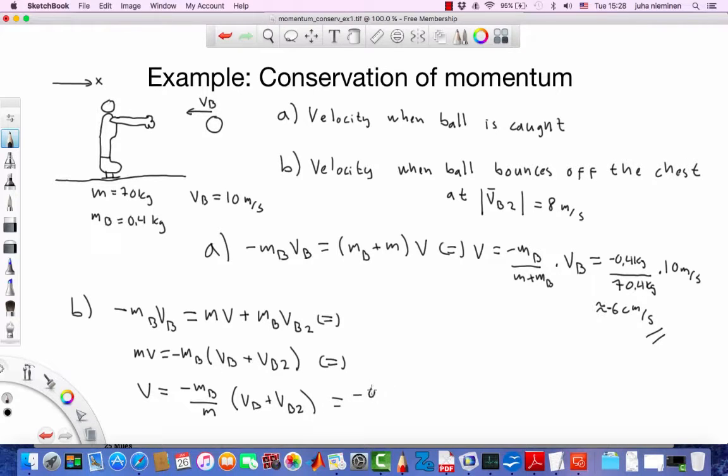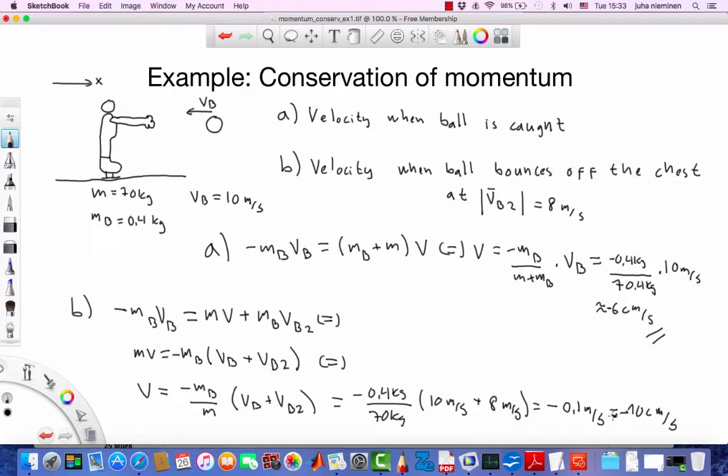So the mass of the ball is 0.4 kg, the mass of the person is 70 kg, the magnitude of the initial velocity is 10 meters per second, and then we have the final velocity of the ball, or the speed, 8 meters per second. Let's not forget the minus signs to start with. The magnitude is 0.1 meters per second, so that's 10 centimeters, or minus 10 centimeters per second.